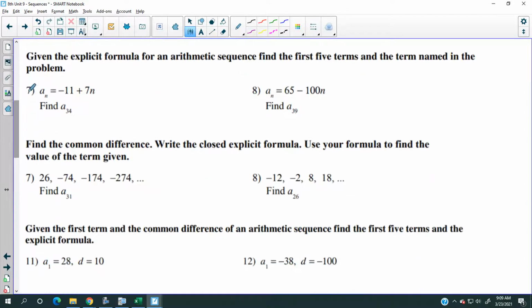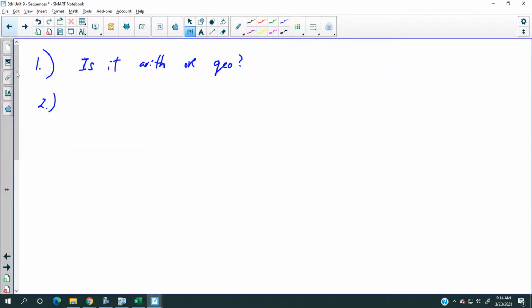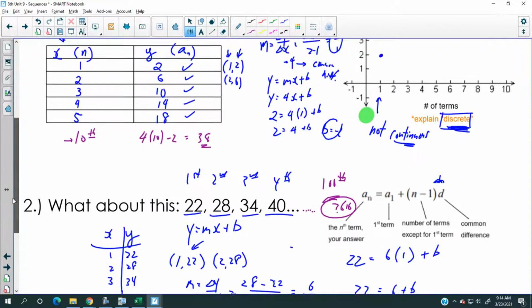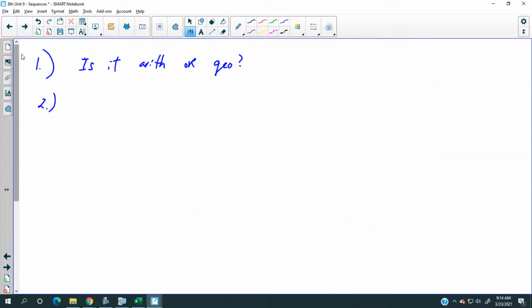Let's keep going then. Given the explicit formula, find the first 5 terms and the term named in the problem. So let's go on to number 7. First of all, look at this equation, look at what they're giving us. This is exactly what I've been giving you. Where's the formula? Right here.